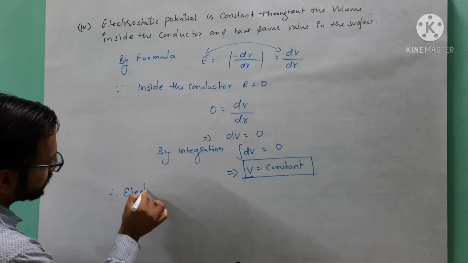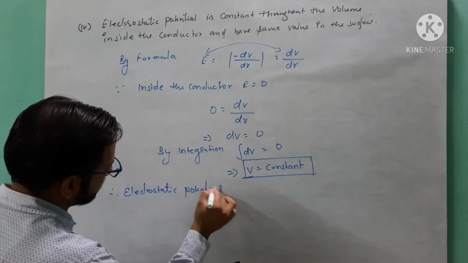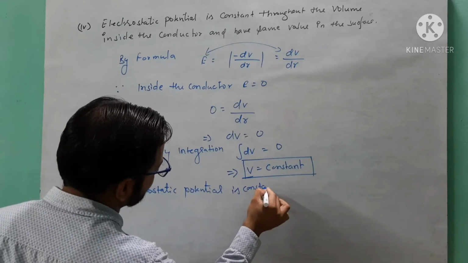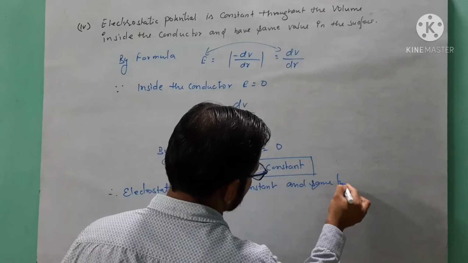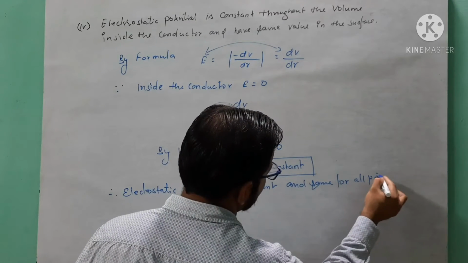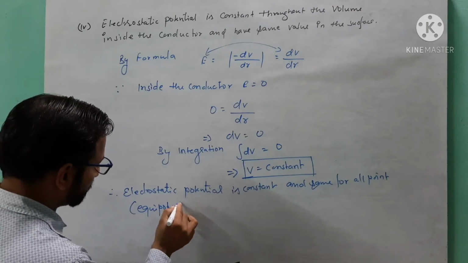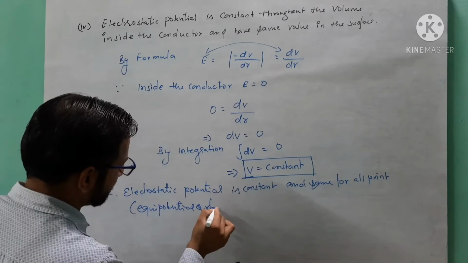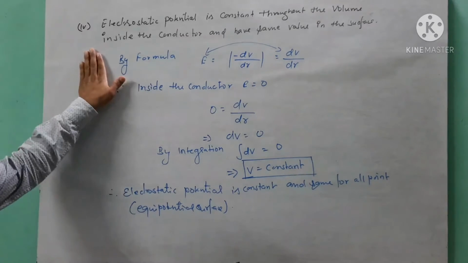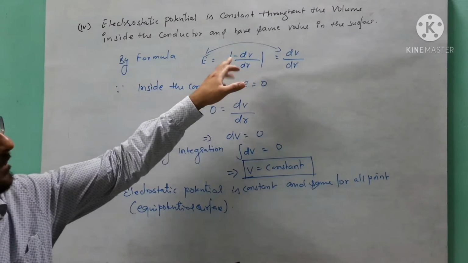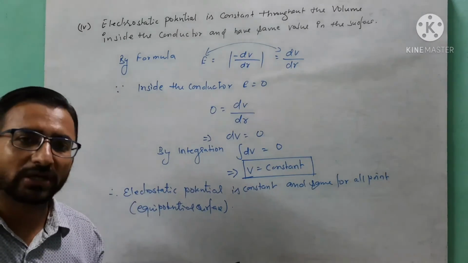Therefore, electrostatic potential is constant and the same for all points. It means that it is an equipotential surface I am dealing with. Got it? So this is one of the results in which we have proved electrostatic potential is constant throughout the volume inside the conductor and has the same value on the surface.